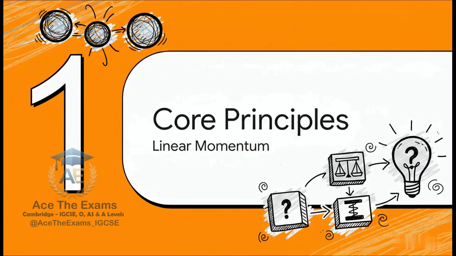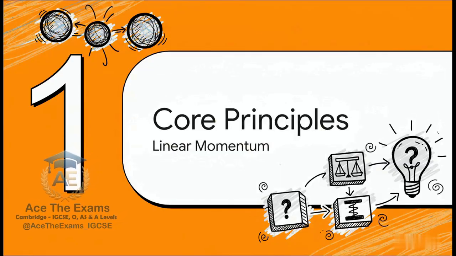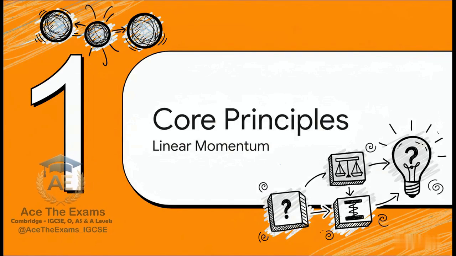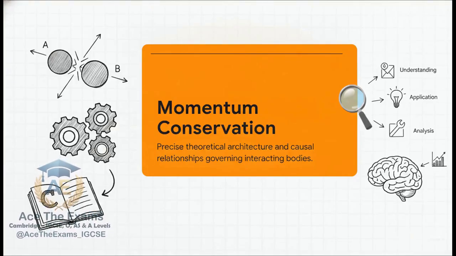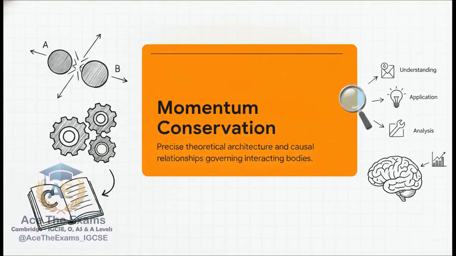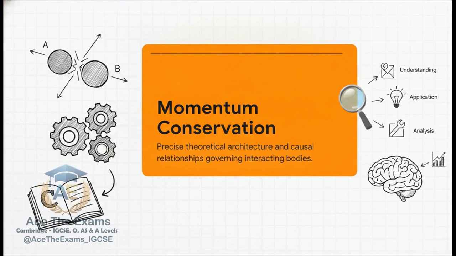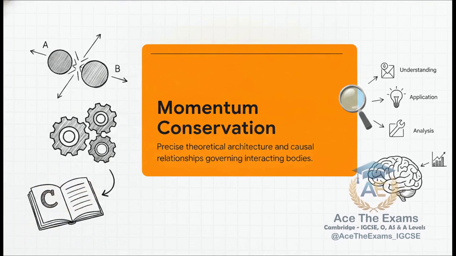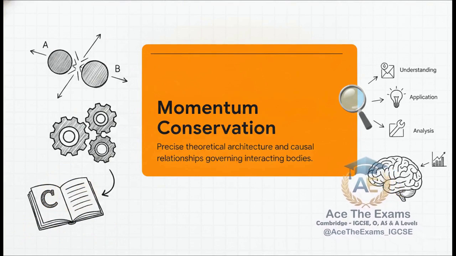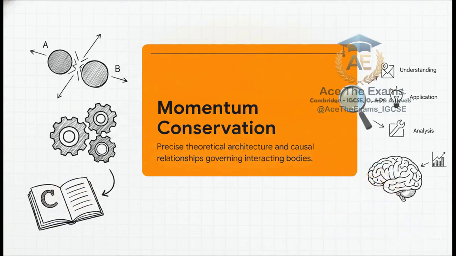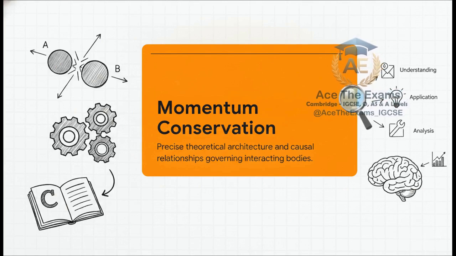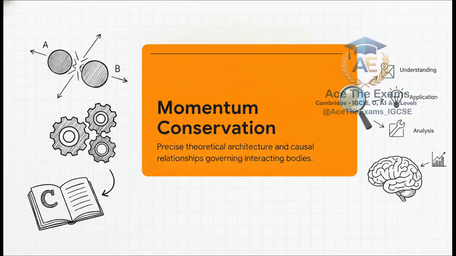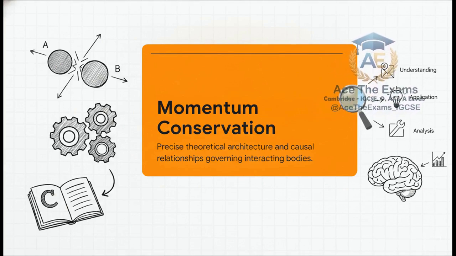Section 1. Core Principles of Momentum. Let's optimize that theoretical base. Okay, look at the screen. The foundation of any high-scoring, optimized exam response rests entirely on mastering precise definitions. Conservation of linear momentum in direct impact isn't just some basic textbook equation you memorize and drop onto the page. It is a precise theoretical architecture. It dictates the exact causal relationships governing interacting bodies. When body A hits body B, momentum is transferred, never lost.